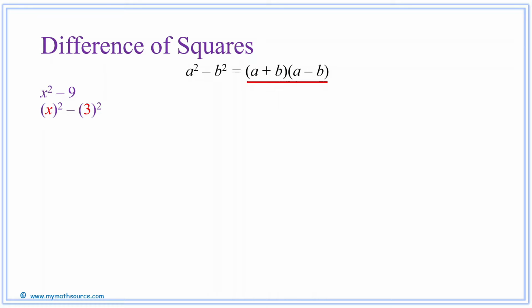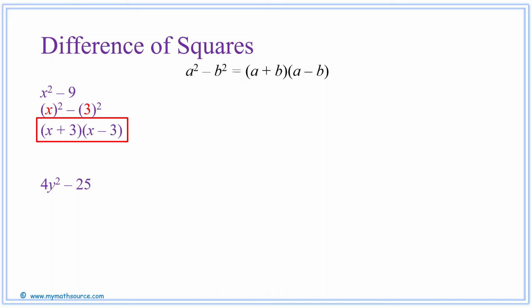Therefore, we can simply rewrite using the same pattern. Instead of a plus b, we would have x plus 3, and instead of a subtract b, we have x subtract 3. And that's it. That's how you would factorize using the difference of squares. Let's try a more difficult one.